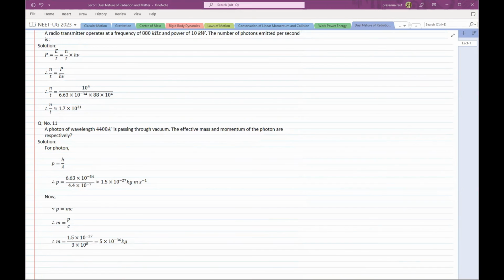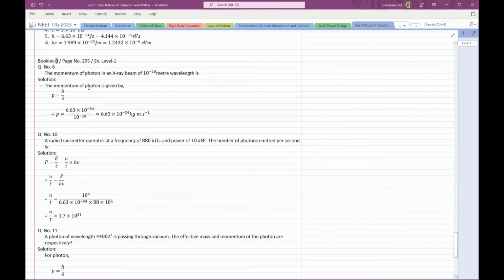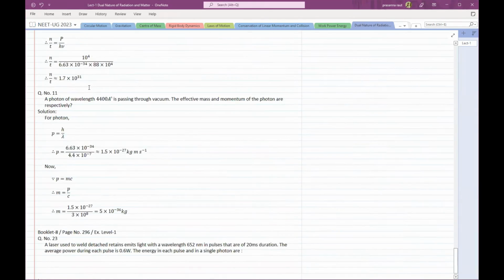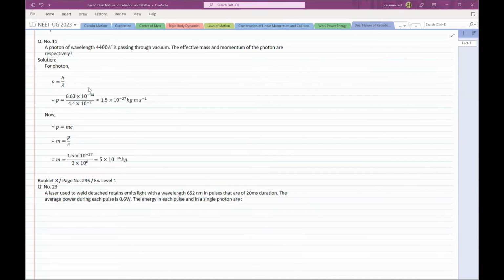Okay. Now let's come to the next page. Problem number, let me see which one it is. Look at problem number 23, page number 296. Problem number 23. It is booklet 8, not booklet 9. Sorry. Page number 296. Problem number 8. Problem number 23, sorry.